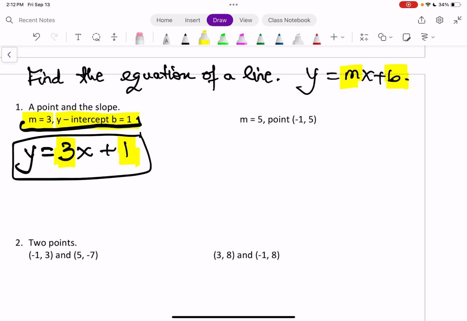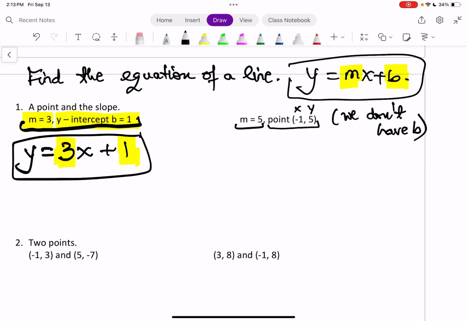Let's see, what if the slope is given to us, but not the y-intercept? Instead, we are given a random point, -1, 5. No problem. So I don't have b, this y-axis intercept. Okay, well, we can find it.